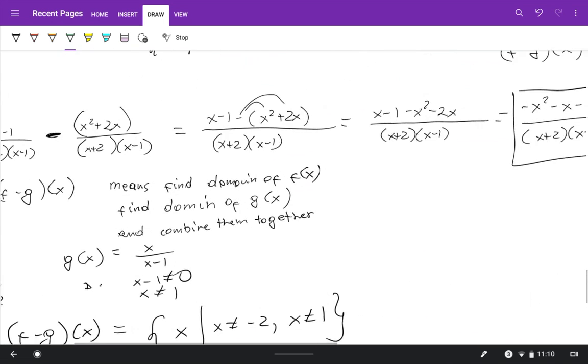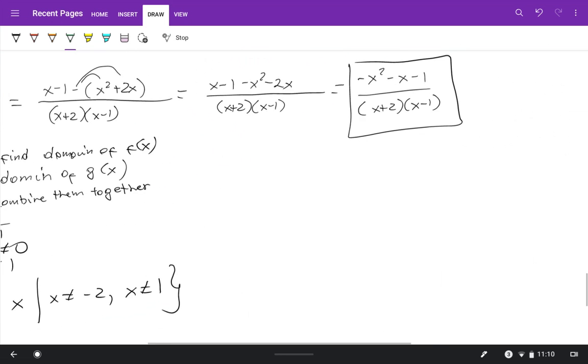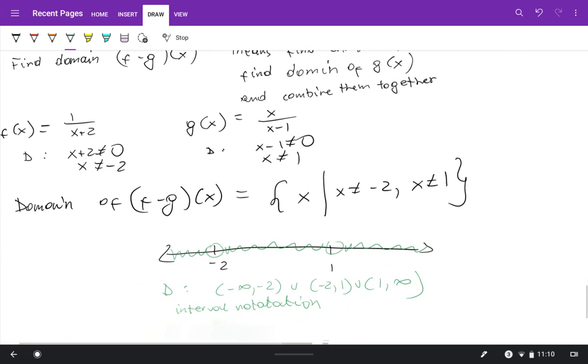And again, going back, you guys see that definitely makes sense because you have x plus 2 and x minus 1 in the denominator. So we cannot make them equal 0. They cannot be equal to 0.